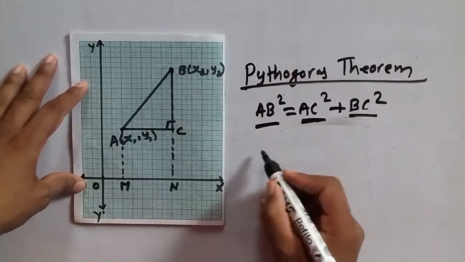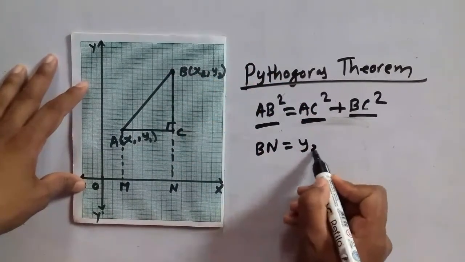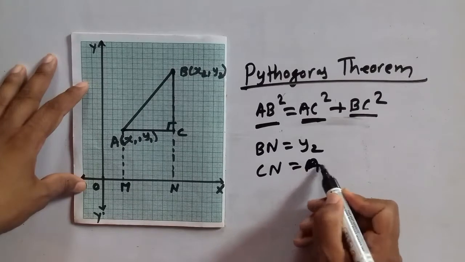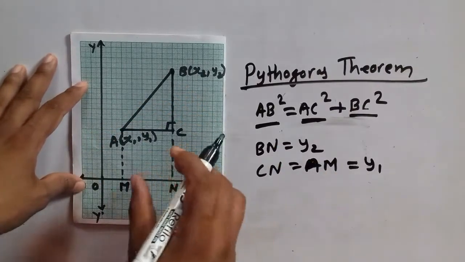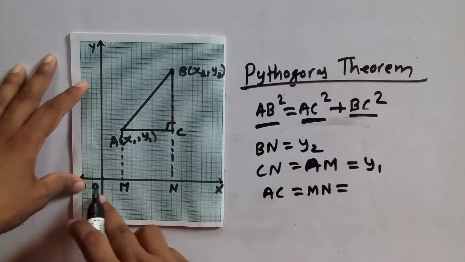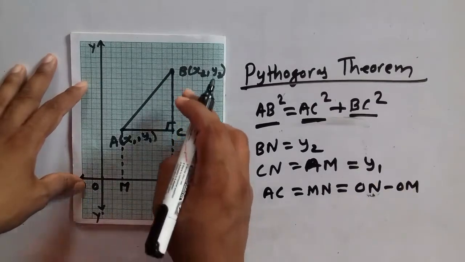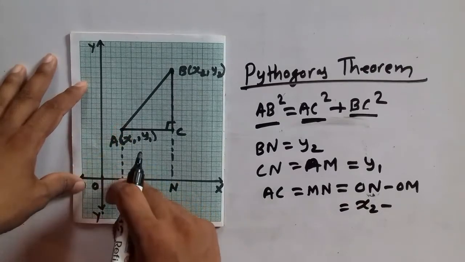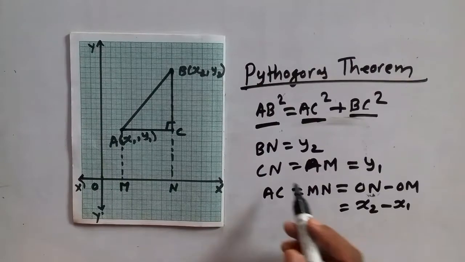This BN is equal to, from here to here, y2. CN is equal to AM, and AM is equal to this y1. This distance is y1. And here AC is equal to MN, and this MN is equal to ON minus OM, and ON is this point x2 minus OM, this point x1. So AC we have found as x2 minus x1, and we have to find BC.